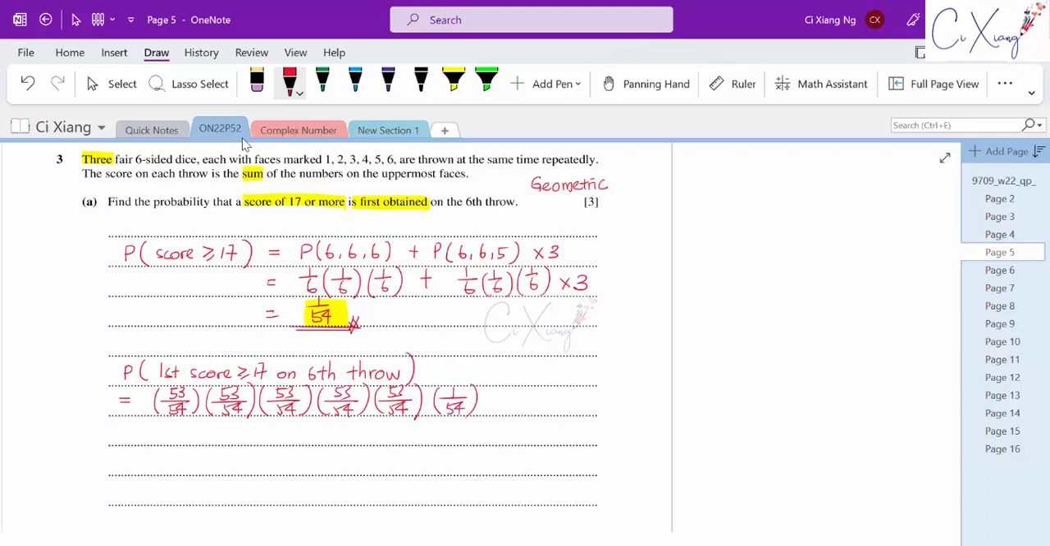Right? So usually when we want to write out a step for this one, we are using the geometric distribution formula where we should have q is 53 over 54, the complement of p, power 5, and then I'm having the sixth row, I get the score which is more than or equal to 17. Then simplify it, I will have 0.0169.